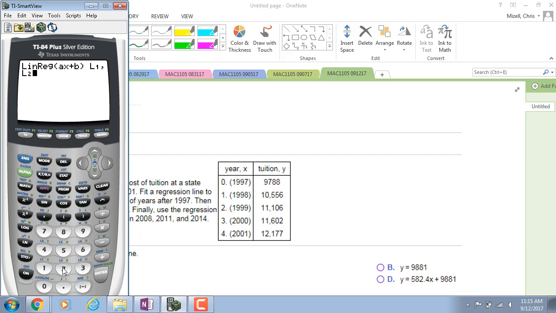You don't necessarily need to store the regression equation, although we could simplify things a little bit if we wanted to graph it. Scroll all the way down to calculate. If you've got L1, L2, scroll down to calculate, and that'll accomplish the same thing as simply pressing enter here. And let's see if we get the same answer. Did you get A equals 582.4? Yes. And B equals 9,881? Yes. Okay, good.